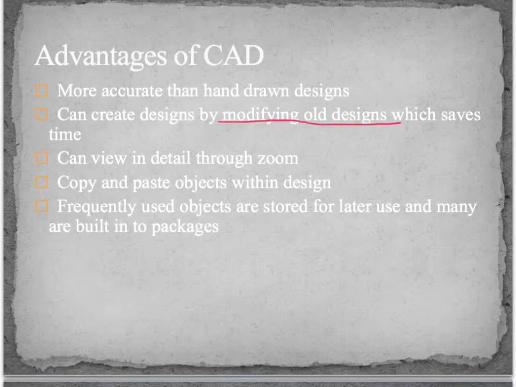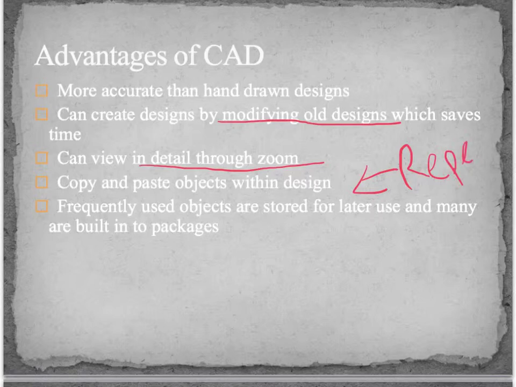You can view in detail through the zoom. We talked about that, so you can really zoom into the parts that you want to work in and work on a small scale or a larger scale. Move whole sections or just move tiny bits of sections. You can copy and paste objects within design. If you've got a repeating design, a repeating pattern, then you can just copy and paste that instead of having to redraw it over and over again. And frequently used objects can be stored for later use, and many are built into packages when you actually buy them.